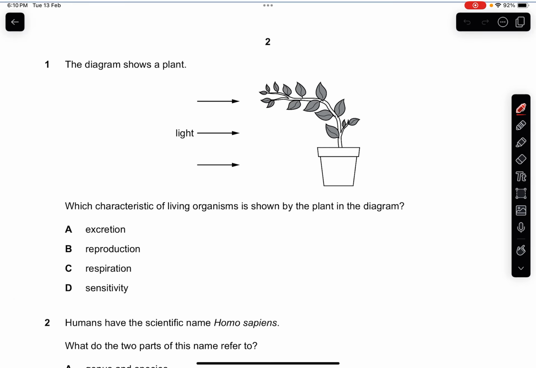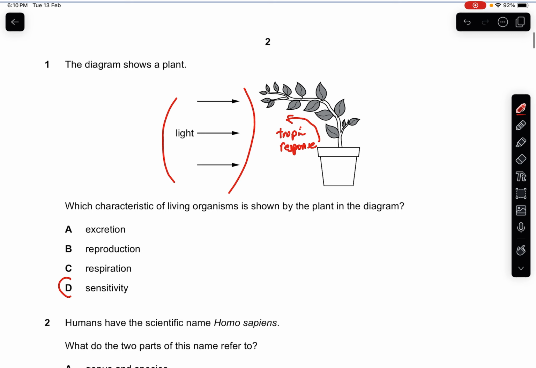The diagram shows a plant. Which characteristic of living organisms is shown by the plant in the diagram? You can see that light is taking part in the process, and when light interferes with it, it becomes sensitivity, because this is a form of a tropic response. Okay, so the answer is D.